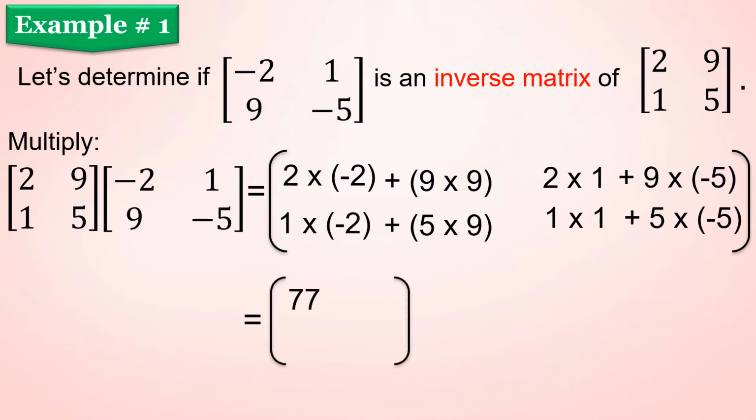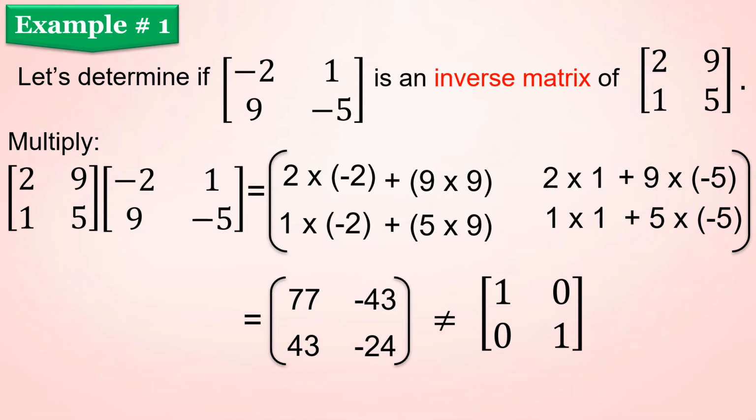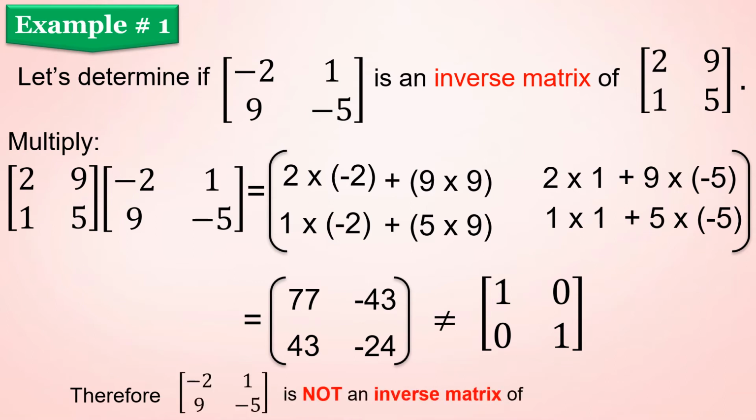Simplifying further, we have 77, -43, 43, and -24. Since it is not equal to the identity matrix 1, 0, 0, 1, therefore -2, 1, 9, -5 is not an inverse matrix of 2, 9, 1, 5.